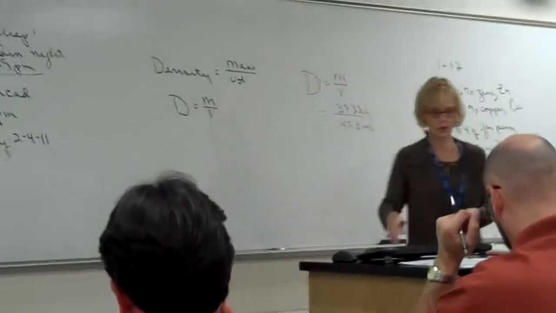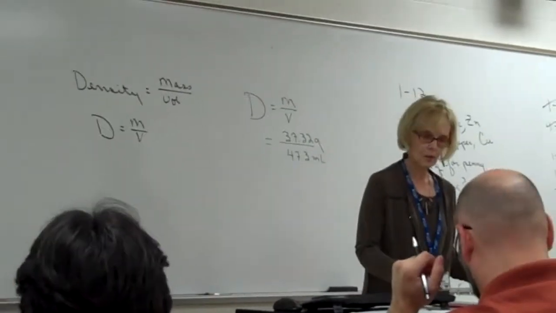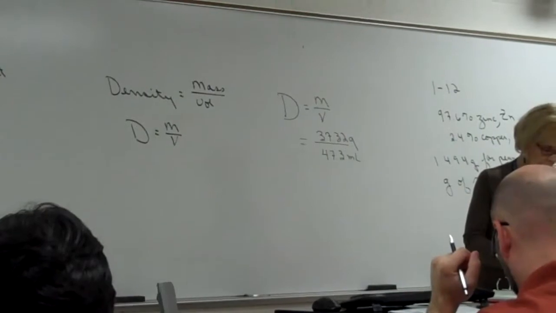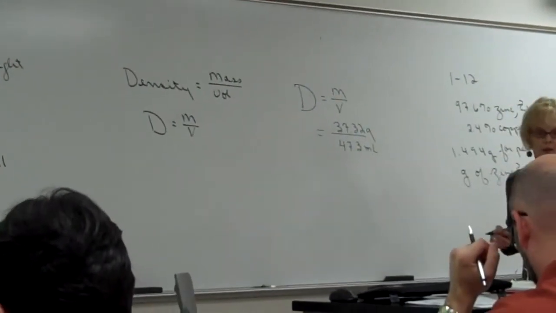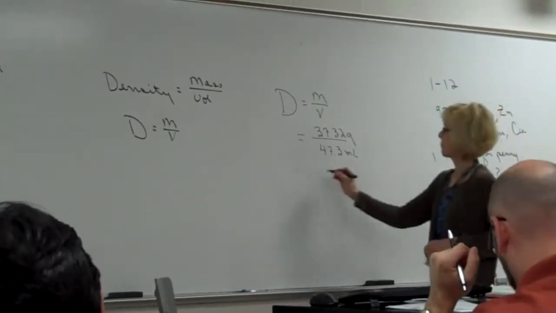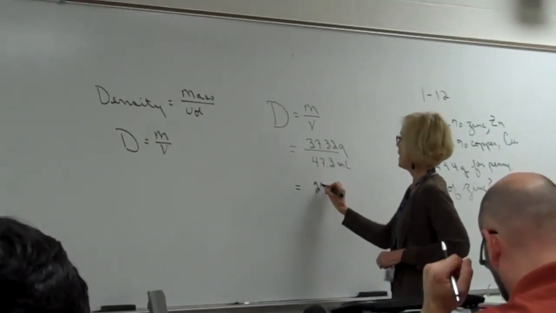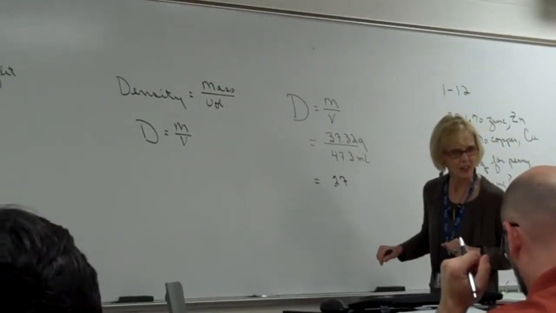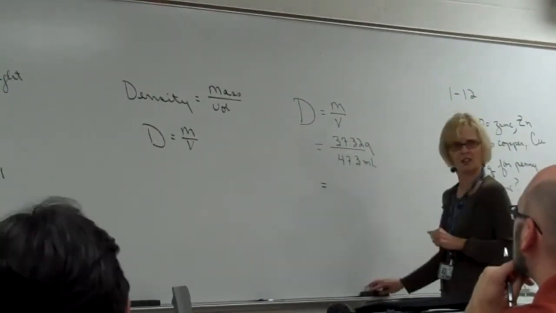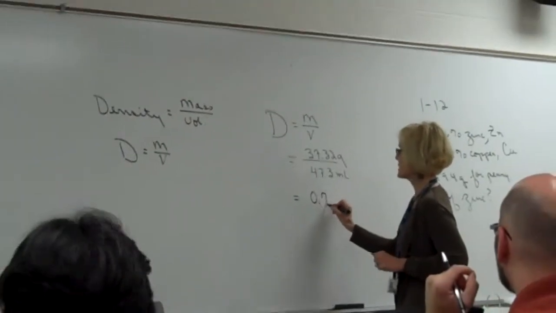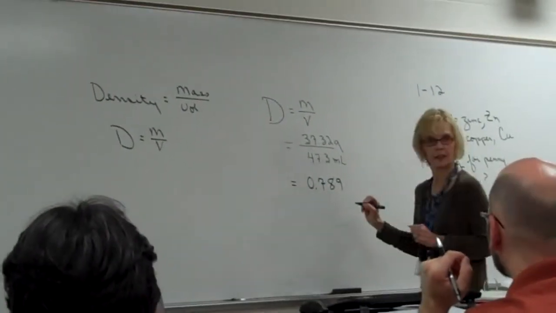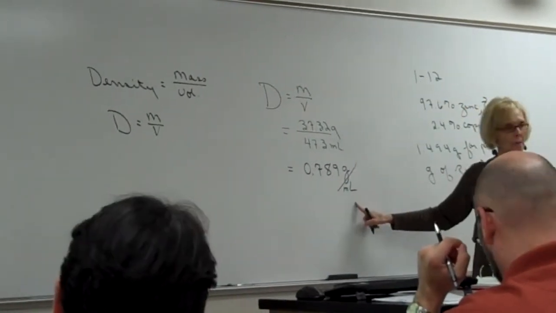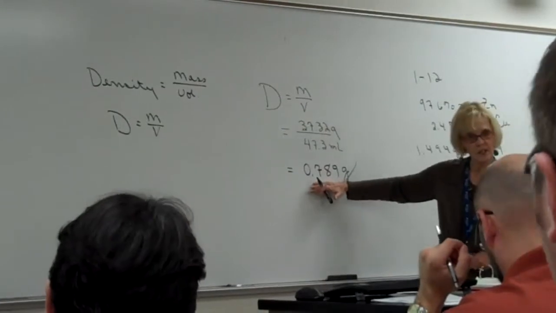Do it on your calculators. Everybody, do it on your calculators. And let's see what we're coming up with here. Pedro, what'd you get? 0.789. Okay, now, clean it for sig figs. The 0.789. Okay, 0.789 grams per milliliter. Very good. Pedro, how many sigs are in this answer?